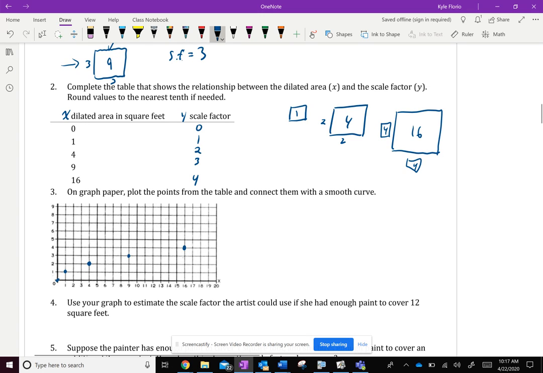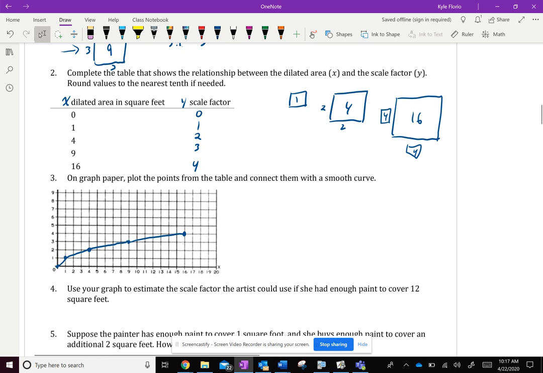And it says connect these with a smooth curve. I'm going to try to make this as smooth as I can. Oh, man. Let's try that again. Okay. Good enough.